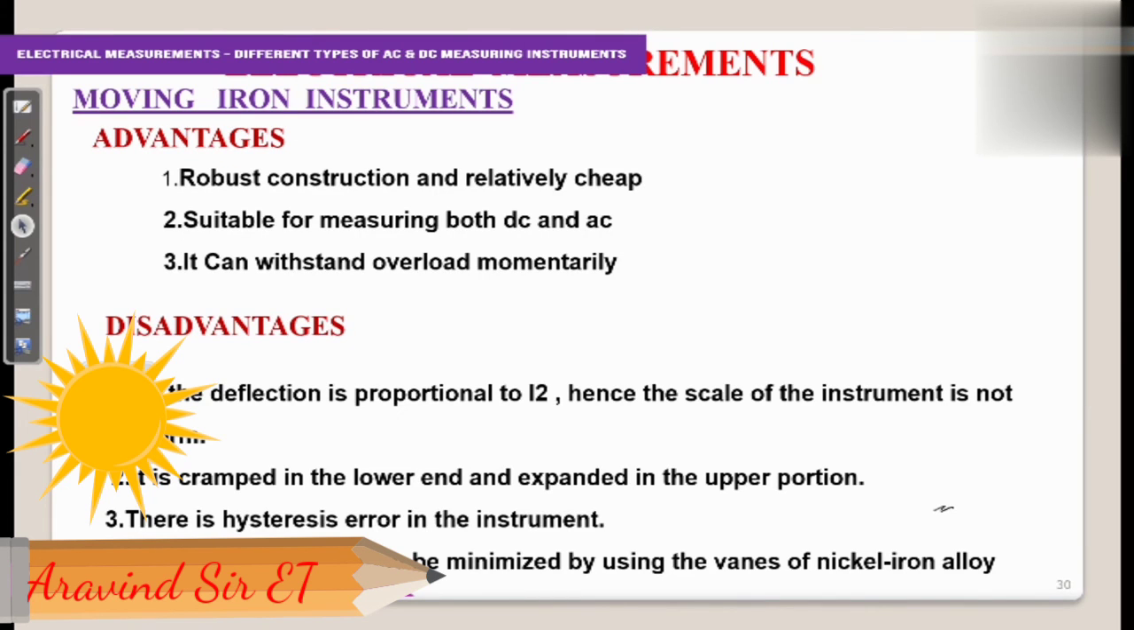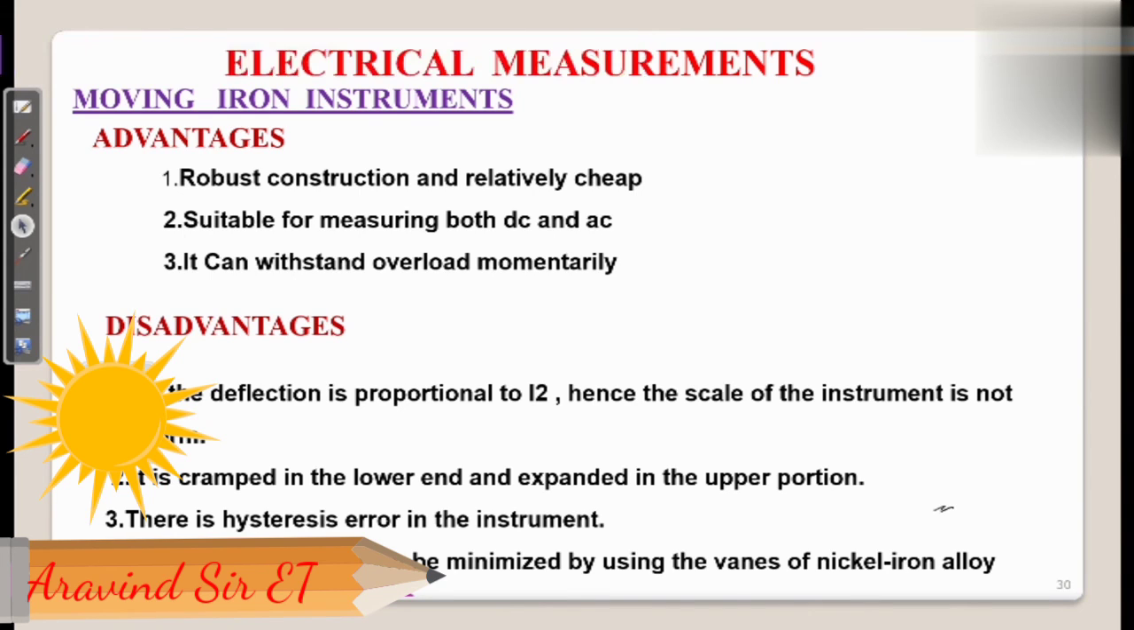Let us start with the advantages and disadvantages of the moving iron instrument. The first advantage of the moving iron instrument is that it is robust. It has a very strong construction, it is cheap compared to the PMMC, the permanent magnet moving coil, and it can measure AC quantities as well as DC quantities. It can also withstand a small momentary overload. That is the advantage of the MI instrument.